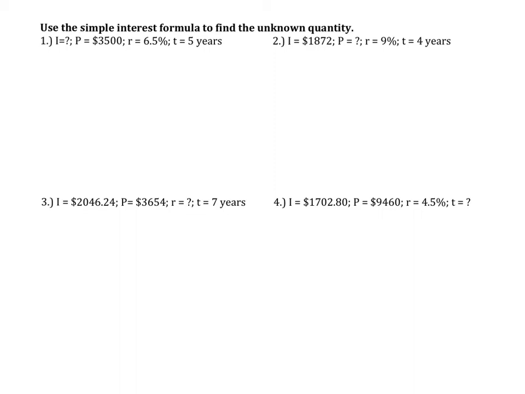We have I, we don't know what that is, so we'll leave that as a variable. And that equals the principal, 3,500, times the rate. We've got to write that as a decimal, so that's going to be 0.065. We have to move it 2 spaces to the left, times 5 years.